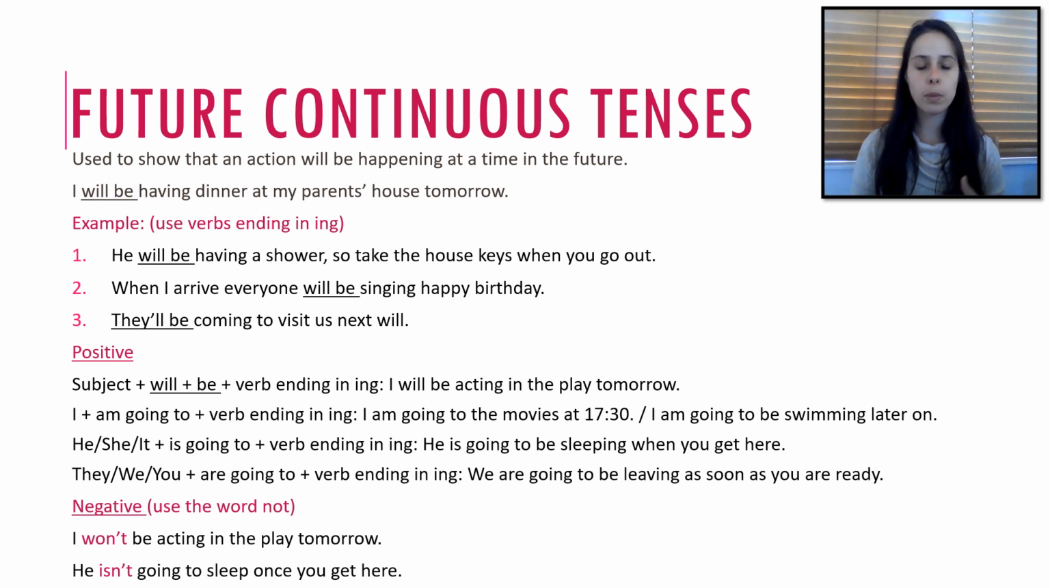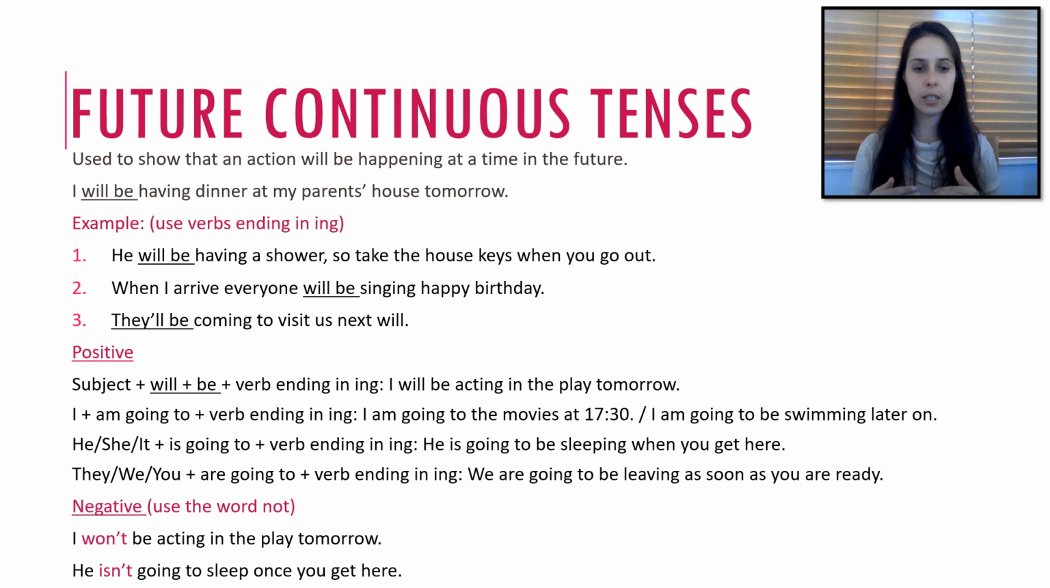So here are some examples. Again, I've said they're verbs using ing. Remember I said that's not a rule that you can use 100%, but it will work most of the time. So let's have a look at some of those sentence examples. He will be having a shower, so take the house keys when you go out. So again, I'm adding more information. Number 2, when I arrive, everyone will be singing happy birthday. And number 3, they'll be coming to visit us next week.